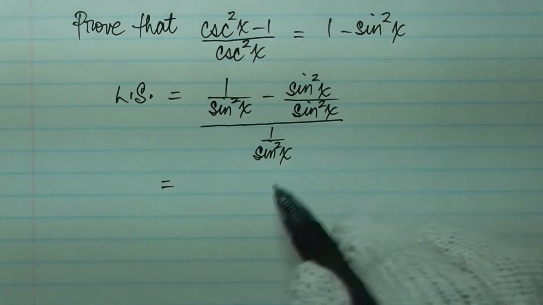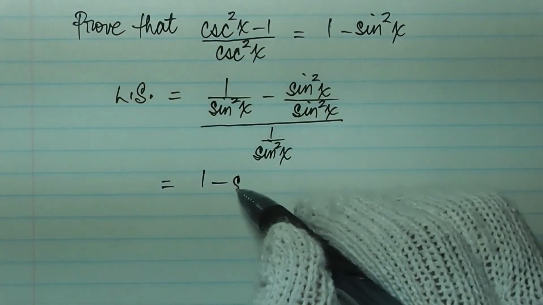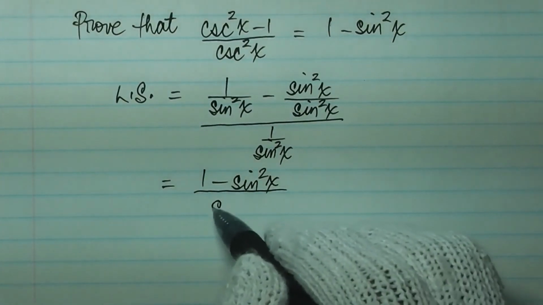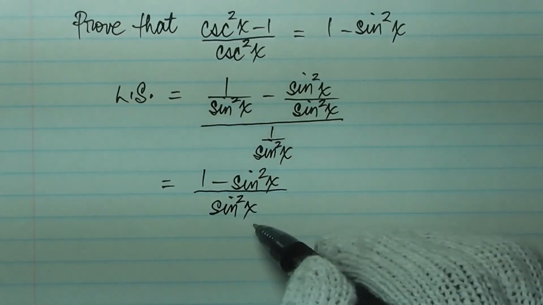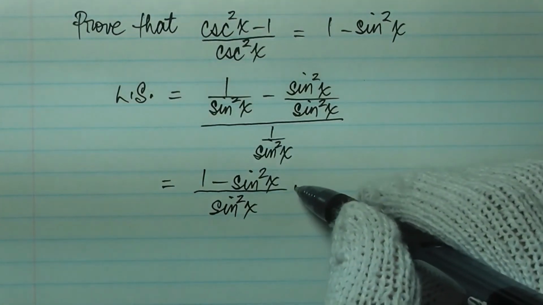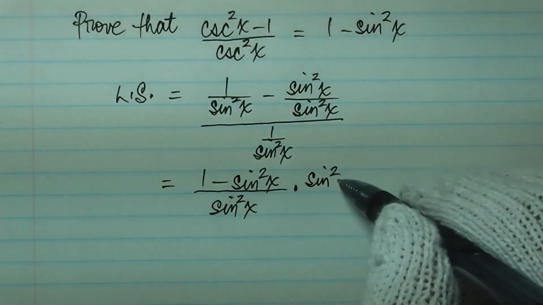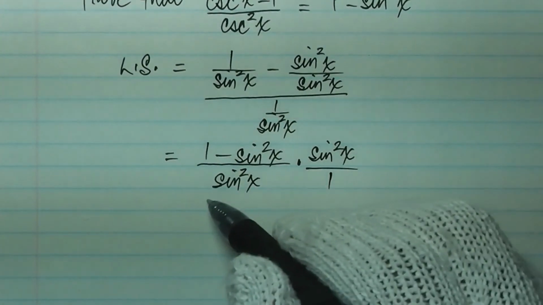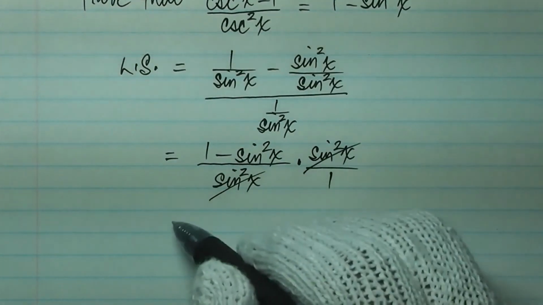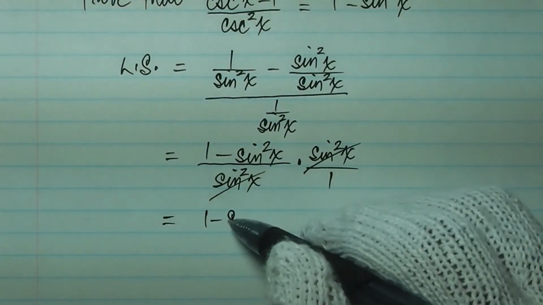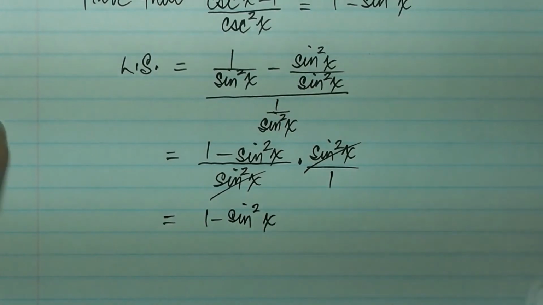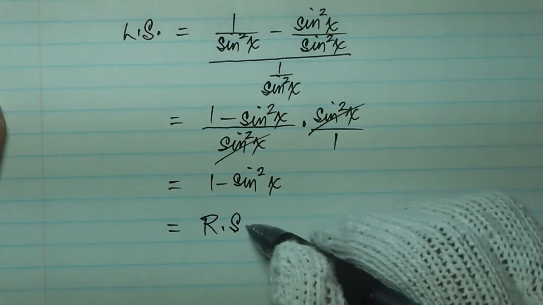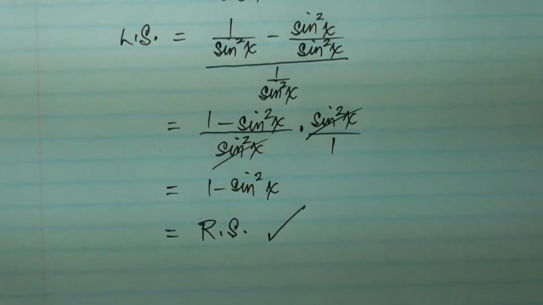I've already got my common denominator. My top's going to look like this. And I'm going to multiply by this fraction flipped over. I cancel them out, which is my right side.